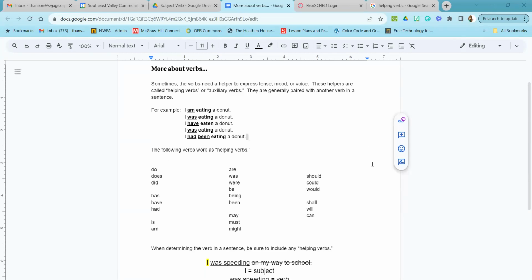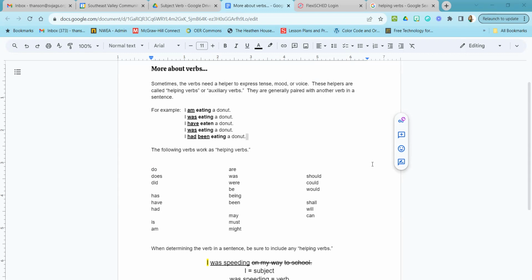For example, if I have a sentence, I might say, I eat a donut or I ate a donut. But when I want to change it up a little bit and I say, I am eating a donut, that means it's currently happening. And I need that word am in there to make that work. I was eating a donut. This means it happened earlier today, maybe. In this case, I need the word was to make that clear.